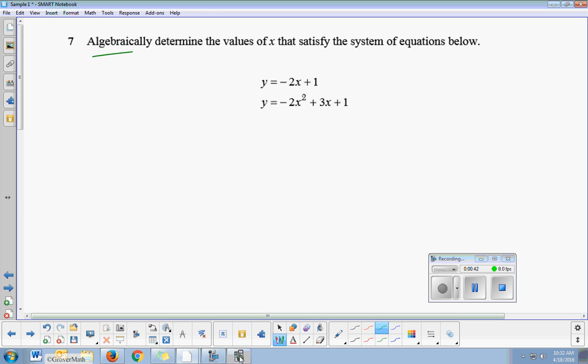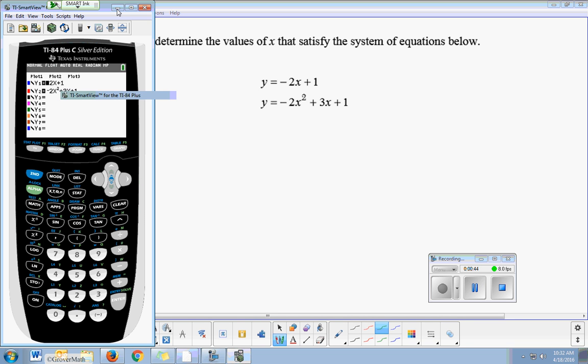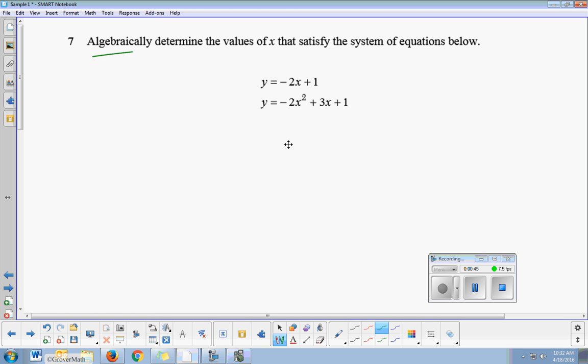I am going to show you how to do this in your calculator, but that won't get you full credit. The answer always gets you a point, so if you completely forget how to do this, you could always use your calculator, get the answer, and at least get 1 point. But you're going to lose 3 if you don't show the algebra here. That's why they make a specific point of saying algebraically. If they wanted it graphically, they'd provide you with a graph and say graphically. So how do we do this algebraically?